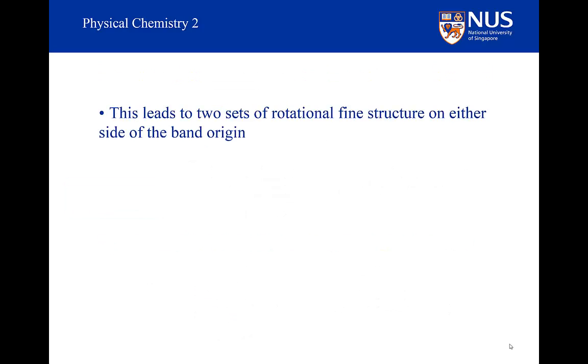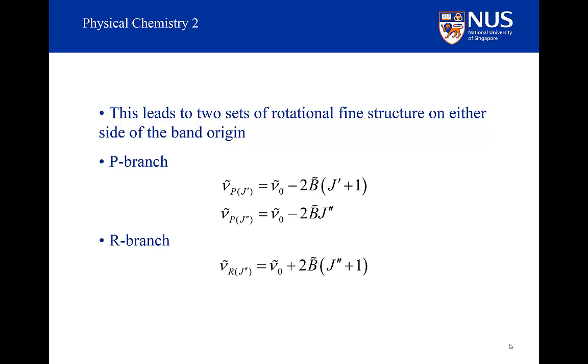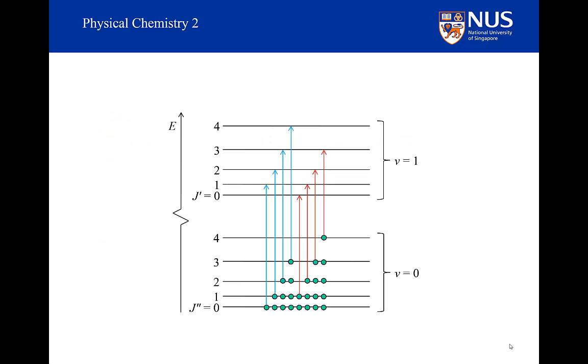So we've got two sets of rotational fine structure on either side of the band origin, exactly what we saw for the carbon monoxide spectra. And notice that I can also write the P branch in terms of J prime or J double prime. And here is the expression once again for the R branch. So these are the transitions that we've seen. We've got the R branch over here, and we've got the P branch over here.